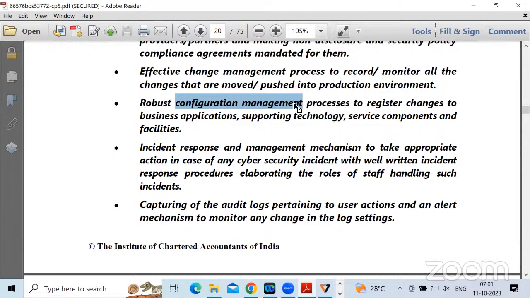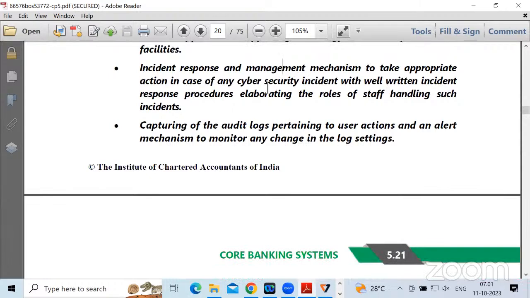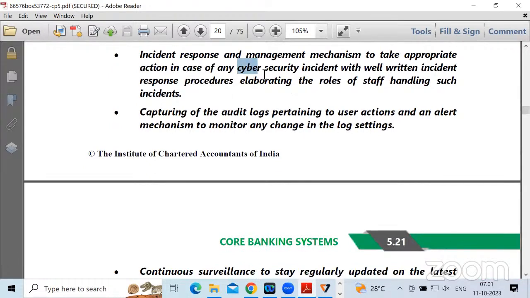Similarly, in the computer also, the application, the software where it has to be fixed, the tools where it has to be, all these things will be recorded. So that's called configuration management. Then incident response and management mechanism. So in case of any incident, how it will be intimated to the security administration team or the top level management, and the written incident response procedures elaborating the roles of the staff handling such incidents.